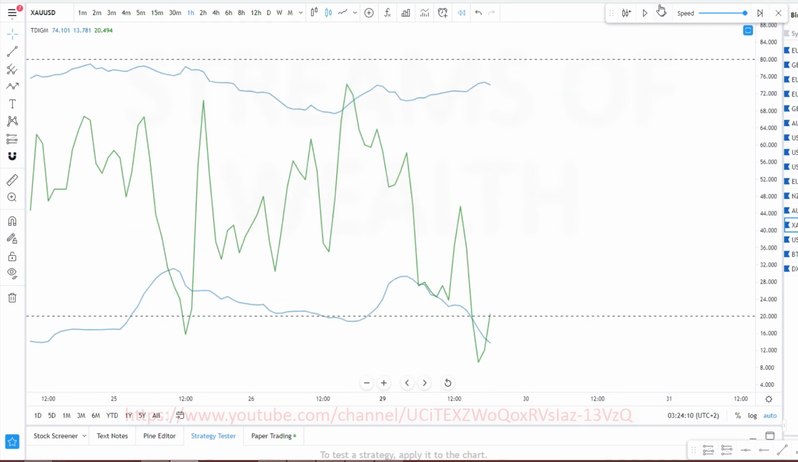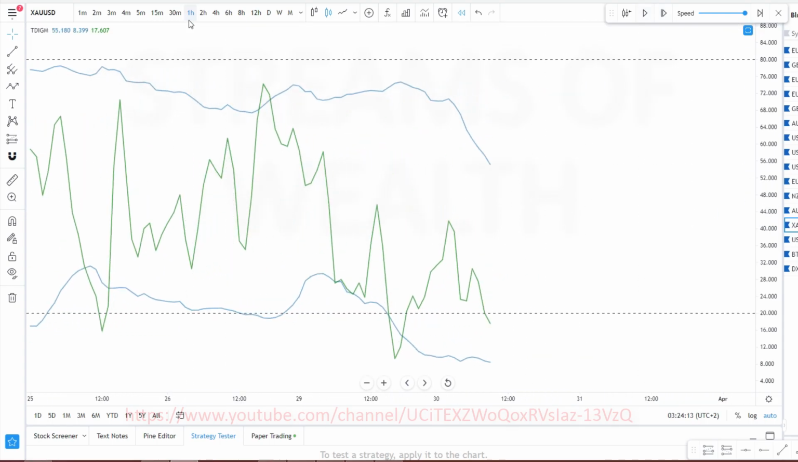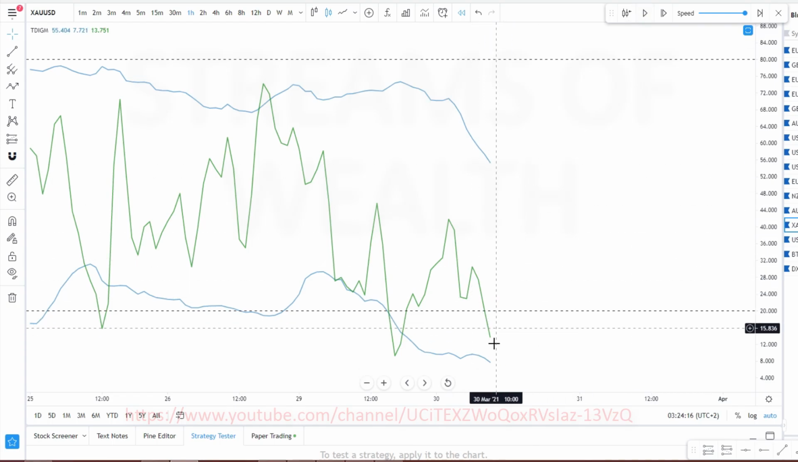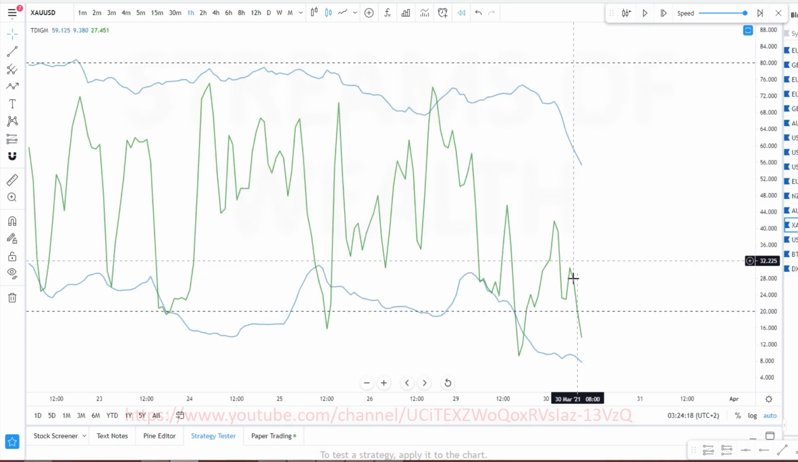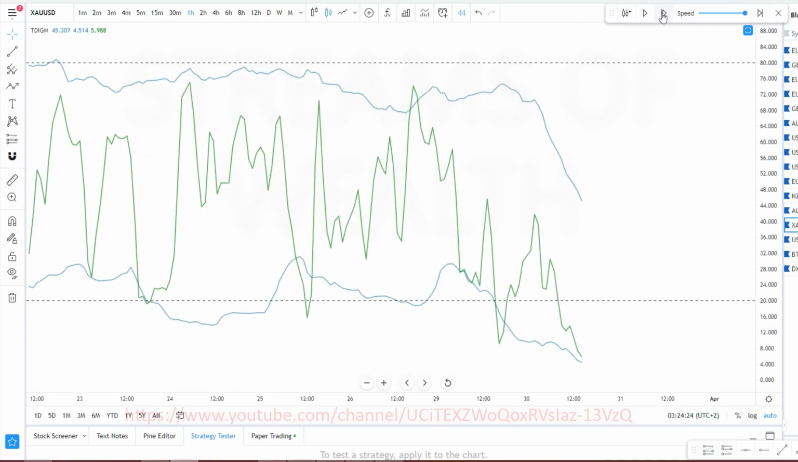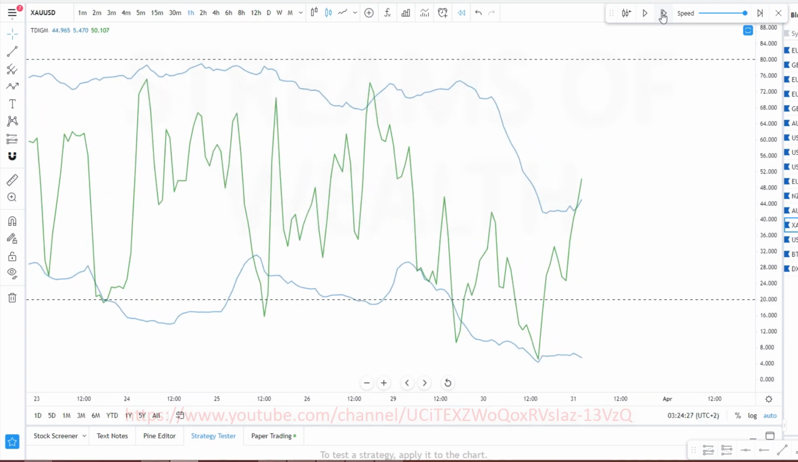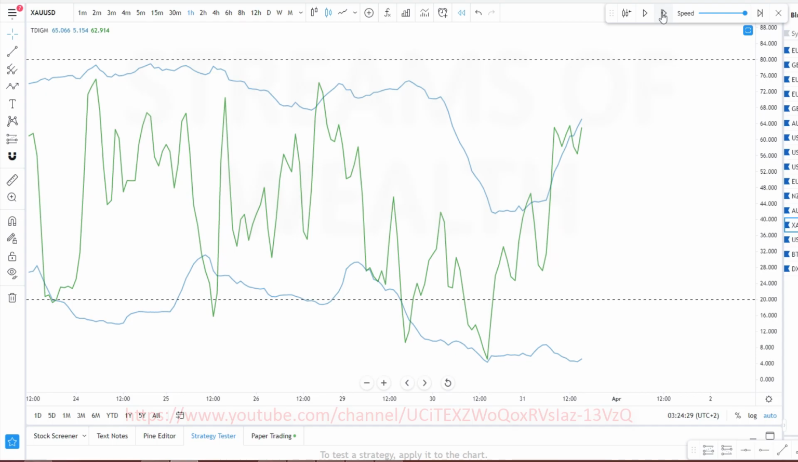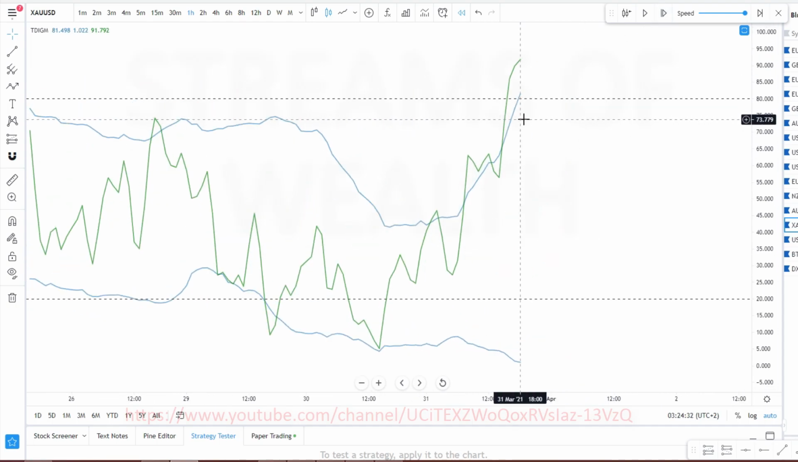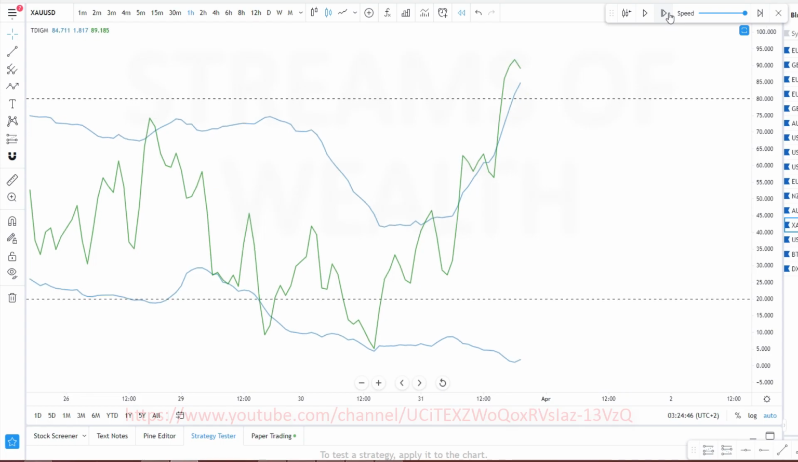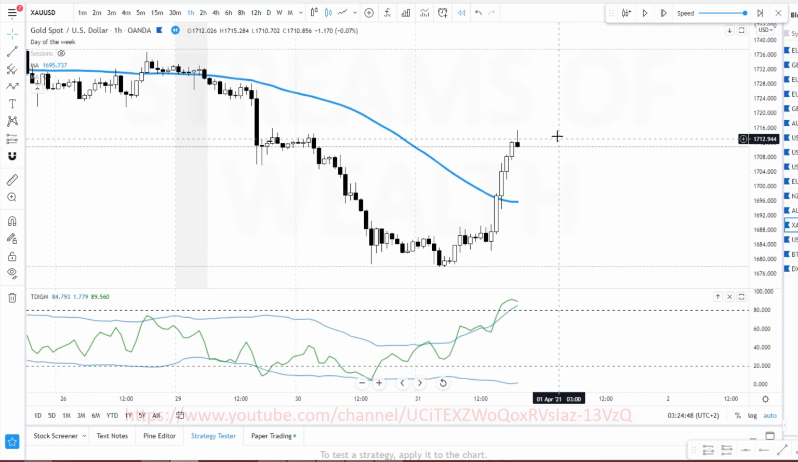But again, we are on 1 hour, yes. We are now below 20, and we are waiting for a break of this blue line. It did not break, so we are not interested. And now this is nice. As you can see, this green line breaks this 80 RSI. It also breaks this blue line, so we are waiting for some reversal, and we get that.